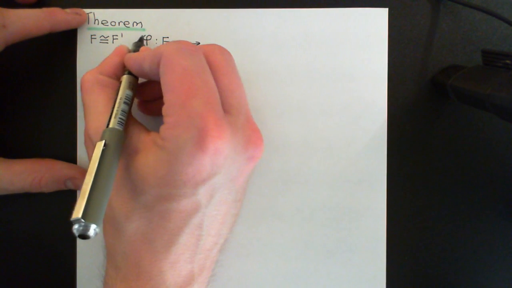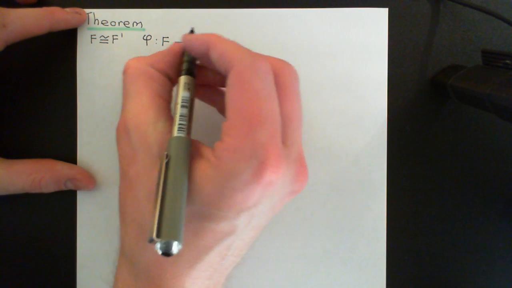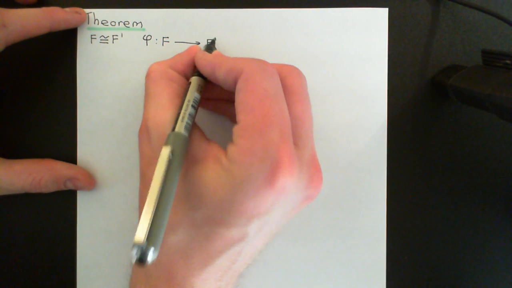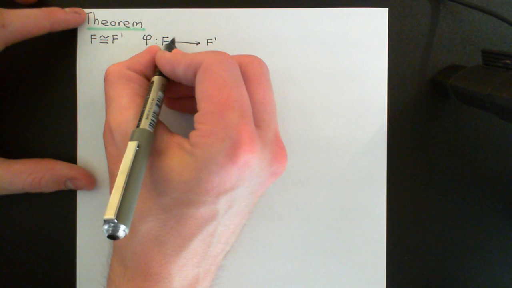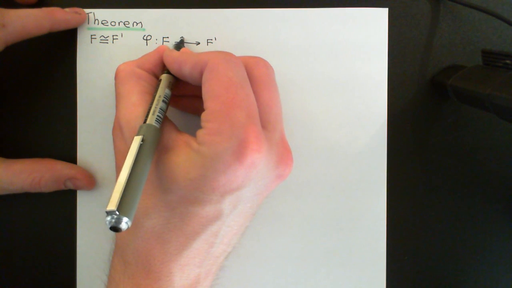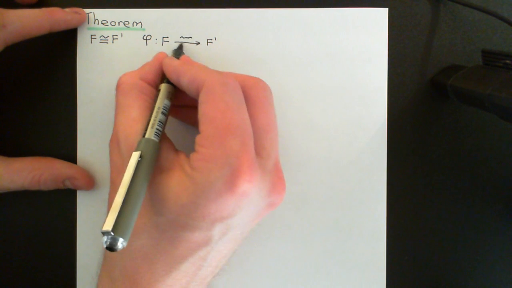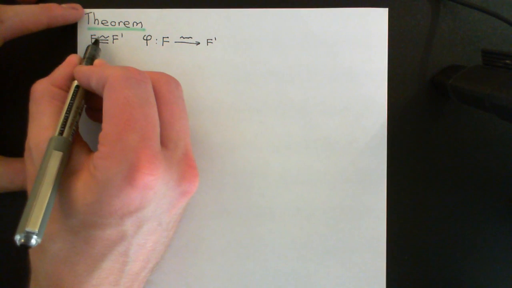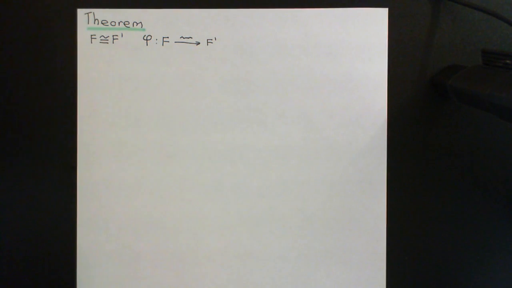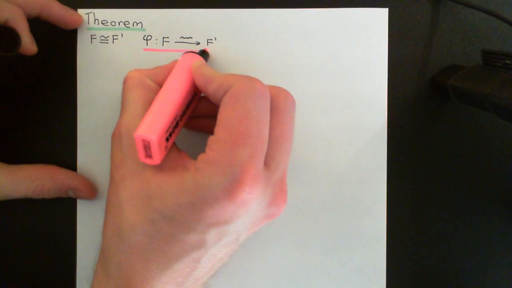And I'll denote this like so. We'll call it phi, and it's going to be a mapping from F to F prime that's going to be an isomorphism. And I know I've never used this notation before, but a way that people often show that a mapping is an isomorphism is they put a little squiggle above the arrow here. Okay, just like the equals here has got a little squiggle above it to show isomorphism. Okay, so we can find an isomorphism between these two fields.